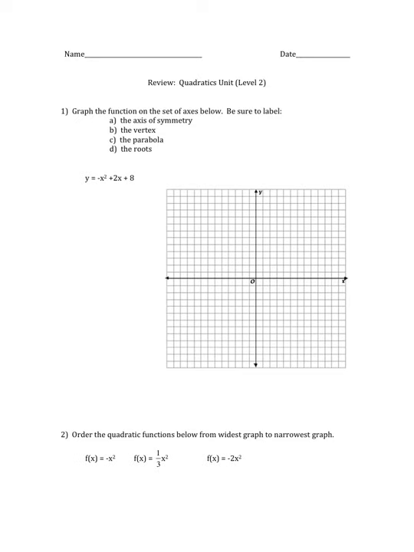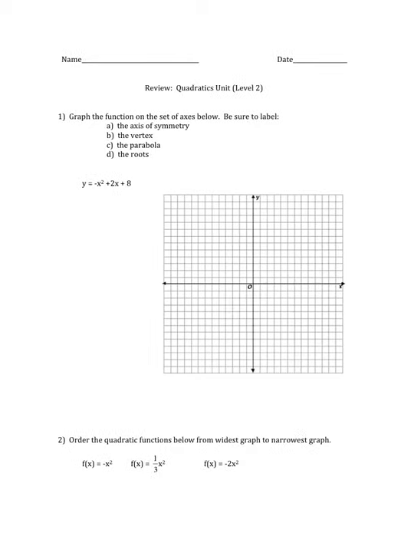Answering your questions. So first, are negatives taken into account when figuring out axis of symmetry? Yes, negatives are taken into account. So I'll give you a couple of examples. On your review sheet, number 1, when I find the axis of symmetry, x equals negative b over 2a, right?